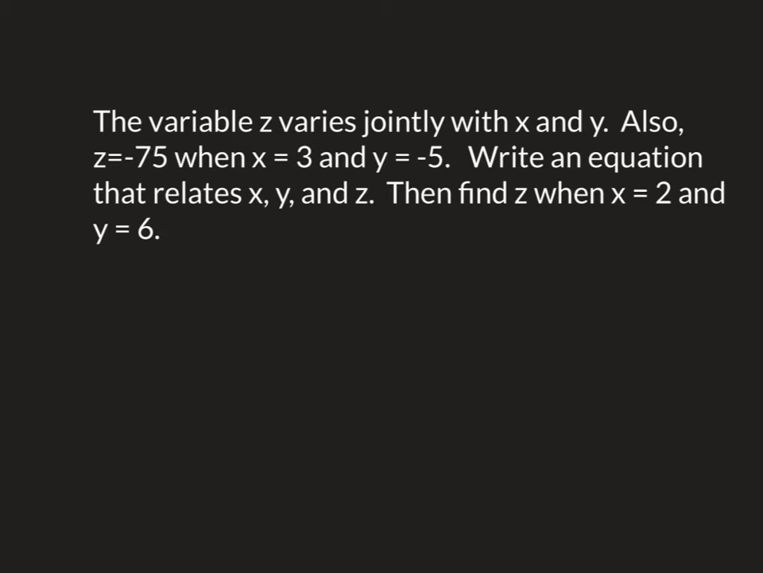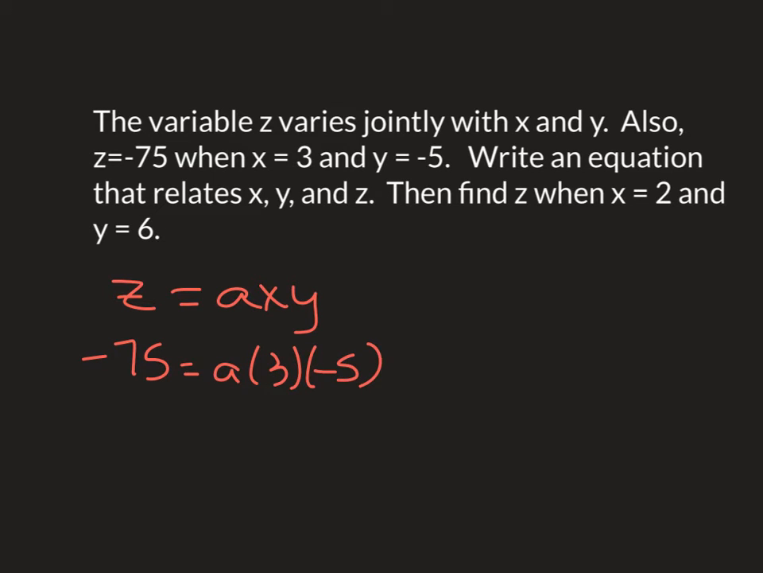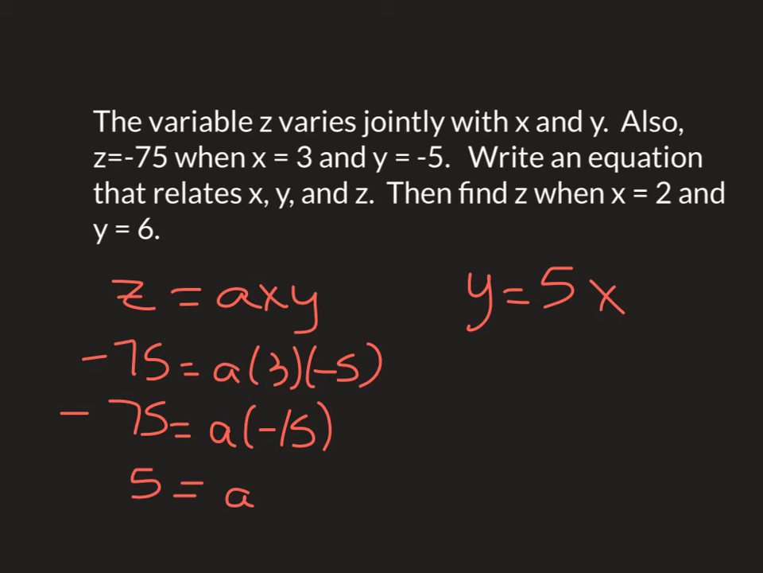The variable z varies jointly with x and y. So I'm going to stop right there. And what that tells me is it's this. Z equals a times xy. Also, z is negative 75, just plugging that in, when x is 3 and y is negative 5. Write an equation that relates x, y, and z. So that's what I'm doing right now. Over here I have a negative 15 A equals negative 75. I divide both sides by negative 15. I'm going to get A is 5. There's my constant. So my equation is this. Y equals 5 times xy.